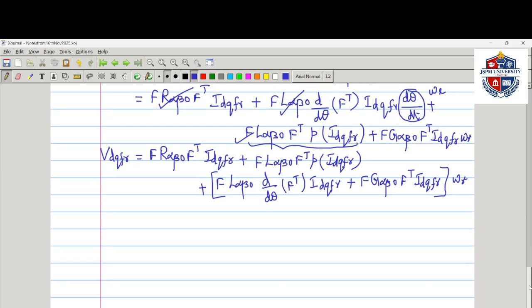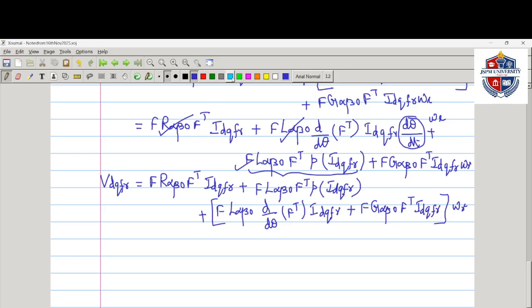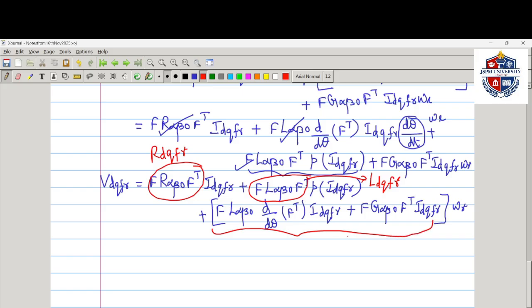So now I am going to make this term the resistance R dq fr. That means the stator is fictitious and the rotor is as such, in the rotor reference frame. This is the resistance. Then this is nothing but the inductance, so the inductance is L dq fr. Then this term I will write as G dq fr.